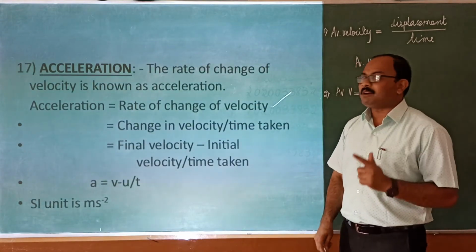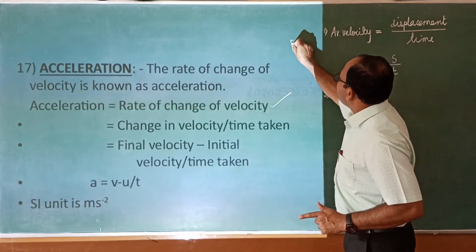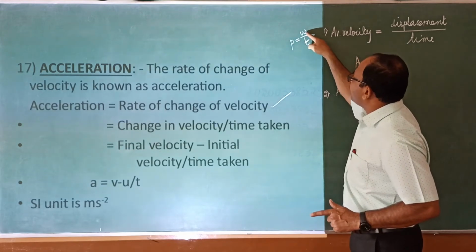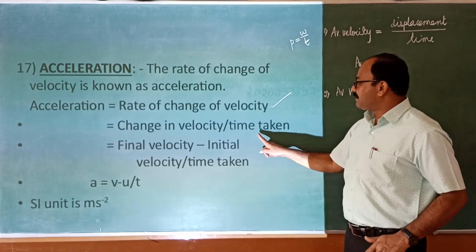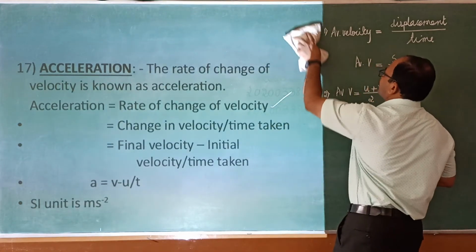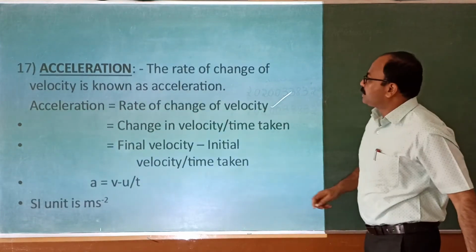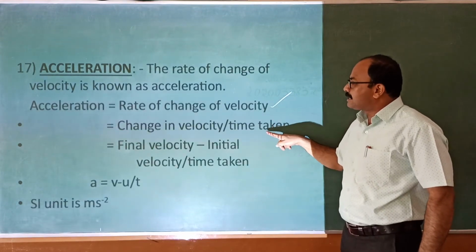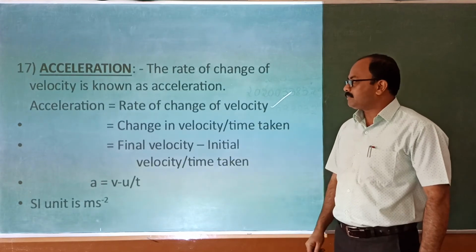Rate of work done you have seen. This can be written as work done by time taken. Similarly, rate of change of velocity is change of velocity divided by time taken. Now, this rate of change of velocity is written like this, children: change in velocity by time taken.